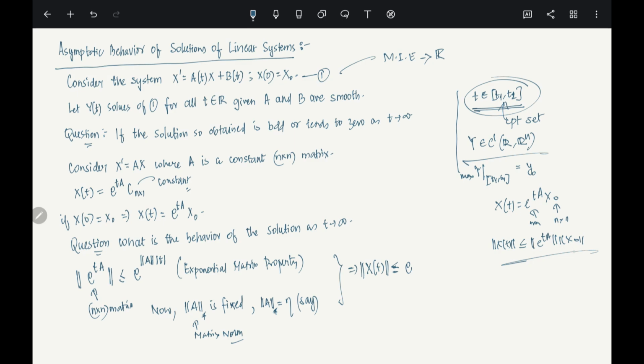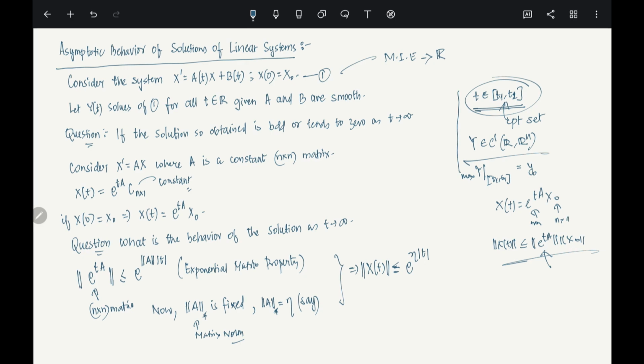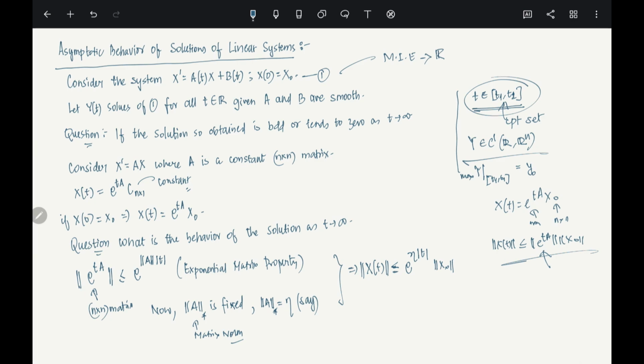Anyways, if this is true, then the norm of e^{tA} is dominated by e^{eta mod t}, times norm of x naught. For now, let's just assume that t is positive. It doesn't have to be, but let's just say it is mod t. Now norm of x naught: if it passes through x naught, then it is always dominated by this.